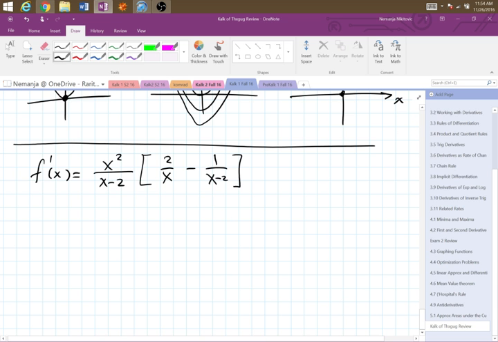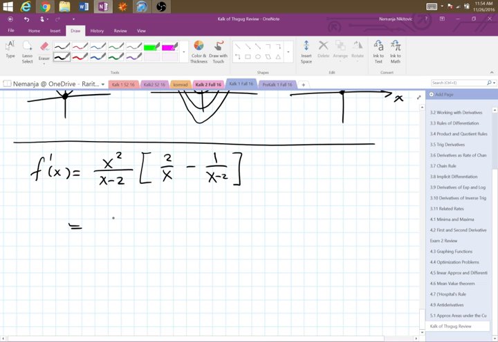Second derivative. So now, if I need to get the second derivative, well, I'll have to multiply this out and get it into a better form because really, second derivative means the product rule with a whole lot of mess now. So what I'm going to do is FOIL. 2x squared over x minus 2, minus x squared over x minus 2 squared.